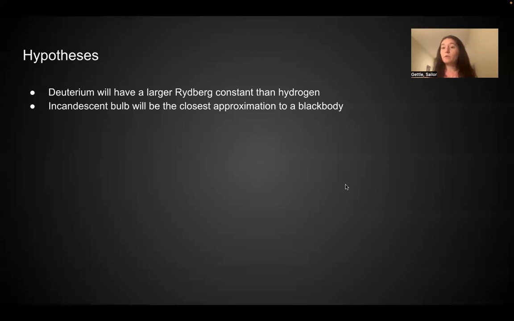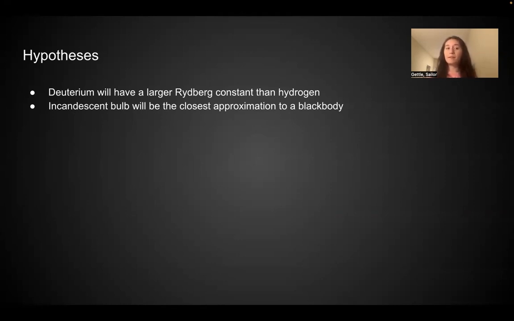Two hypotheses were put forth prior to the start of this experiment. The first hypothesis stated that deuterium will have a larger Rydberg constant than hydrogen. And this can be expected because hydrogen has a smaller reduced mass, which relates to the Rydberg constant, as I'll show later. And therefore, deuterium will exhibit higher energy and shorter wavelength transitions.